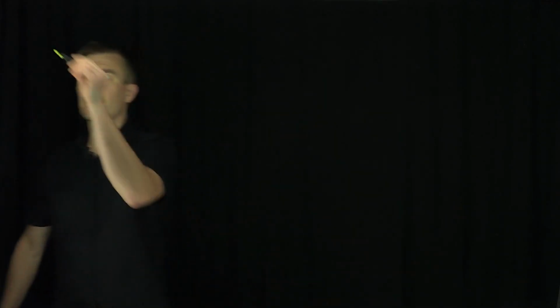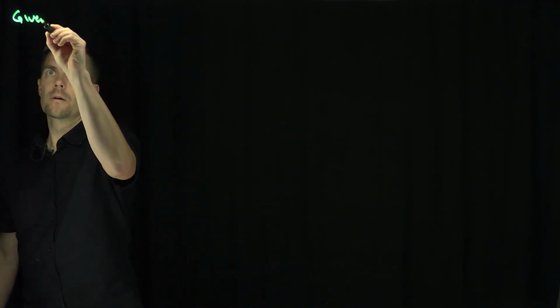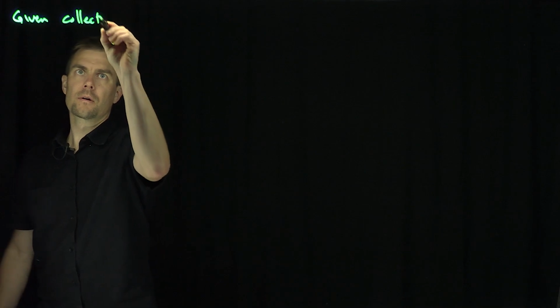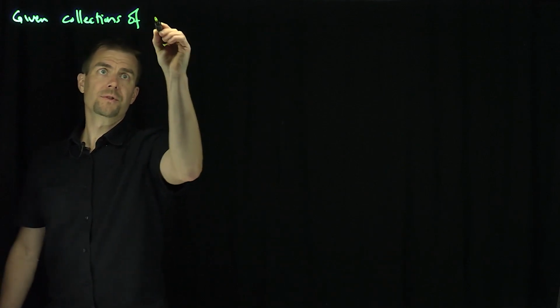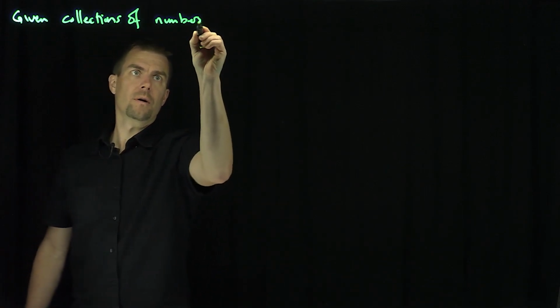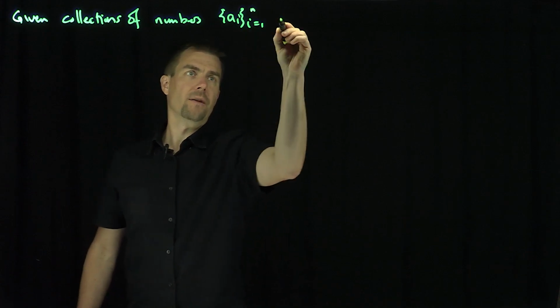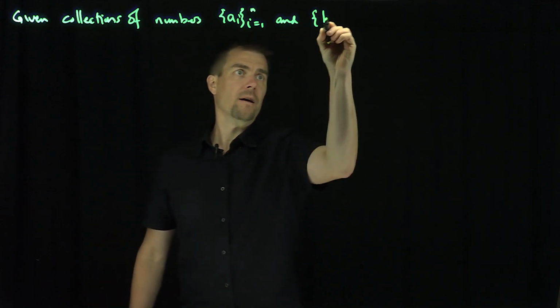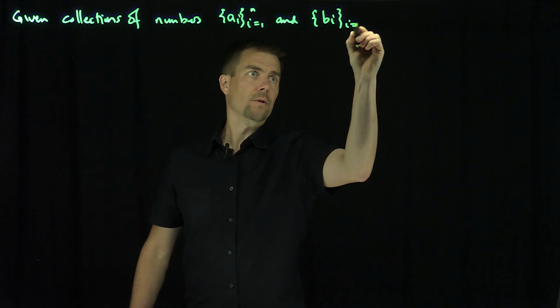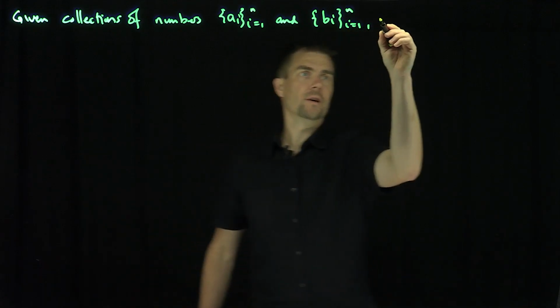Hello students, in this video we'll discuss Cauchy determinants. Let's be given collections of numbers. They can be complex valued. a_i, i goes from 1 to n, and b_i, i goes from 1 to n.